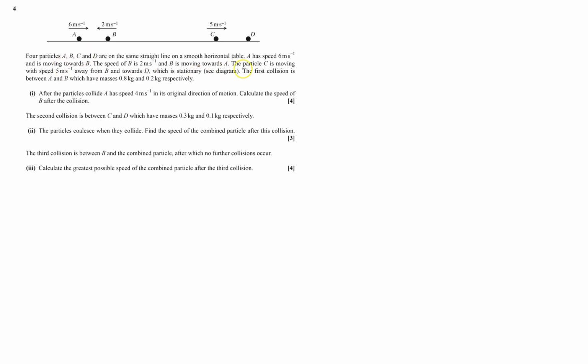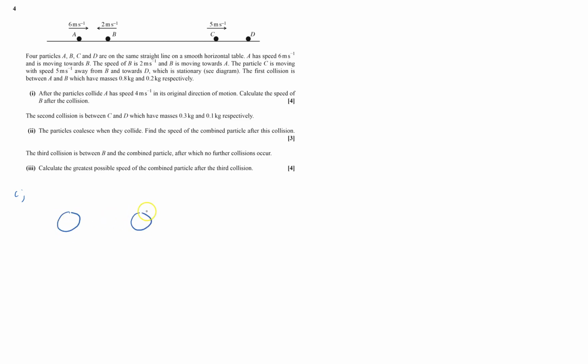Okay, but the question here explains exactly what's happening. I'll talk through that as I need to. After these two, A and B, collide, then A's got 4 in its original direction, and you've got to calculate the speed of B. So I'm going to do the first part in blue.